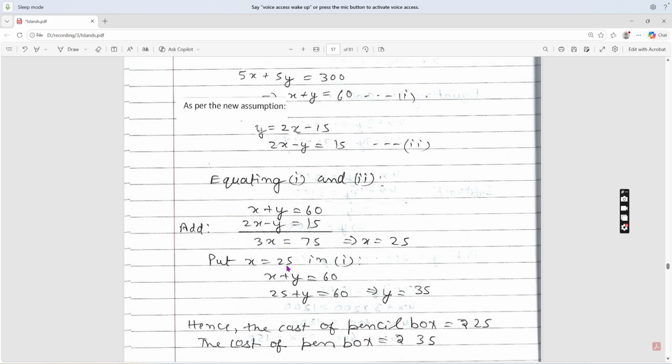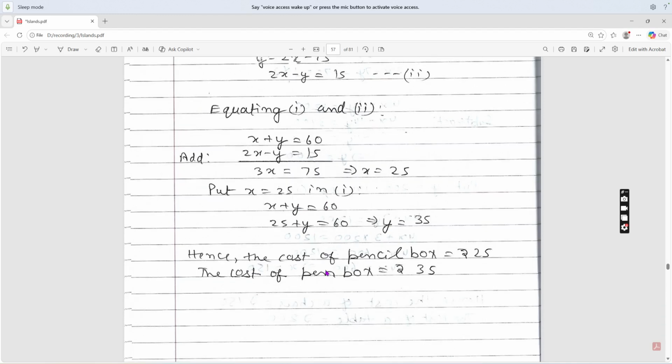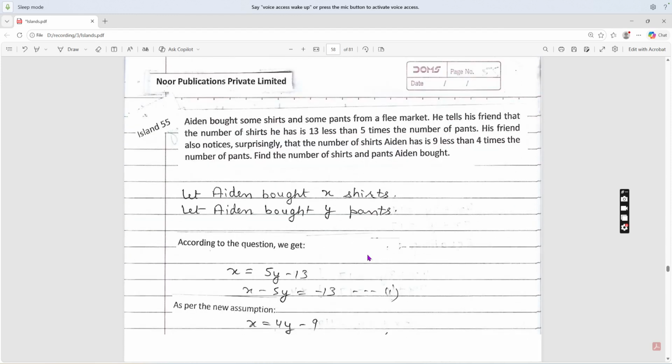Now we are going to put x is equal to 25 in equation 1. And what we are getting, x plus y is equal to 60, means 25 plus y is equal to 60. So y is equal to 60 minus 25, which is equal to 35. Hence the cost of pencil box is 25. The cost of pen box is 35. Why 35? Because y is 35, and why is it 25? Because x is 25. Okay, next.